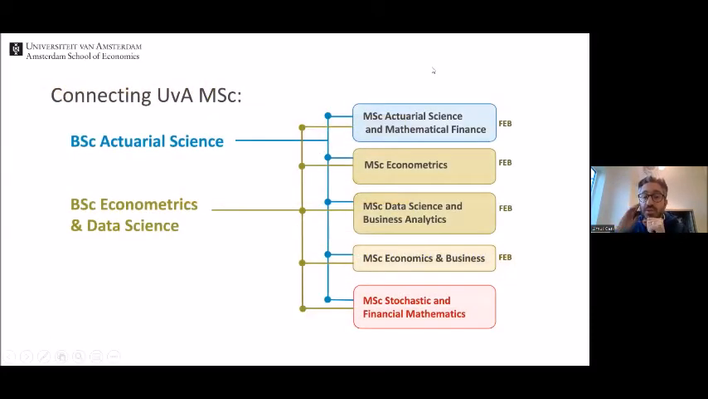At the University of Amsterdam, there are several master's programs for which you would easily qualify with a degree in either actuarial science or econometrics and data science. And here you see some of the master's programs that you would either automatically or easily qualify for. So either the master's program in actuarial science or econometrics or data science and business analytics or econometrics, economics and business, or also the master's program in stochastic and financial mathematics. So all of these are typical master's programs that our students go for.